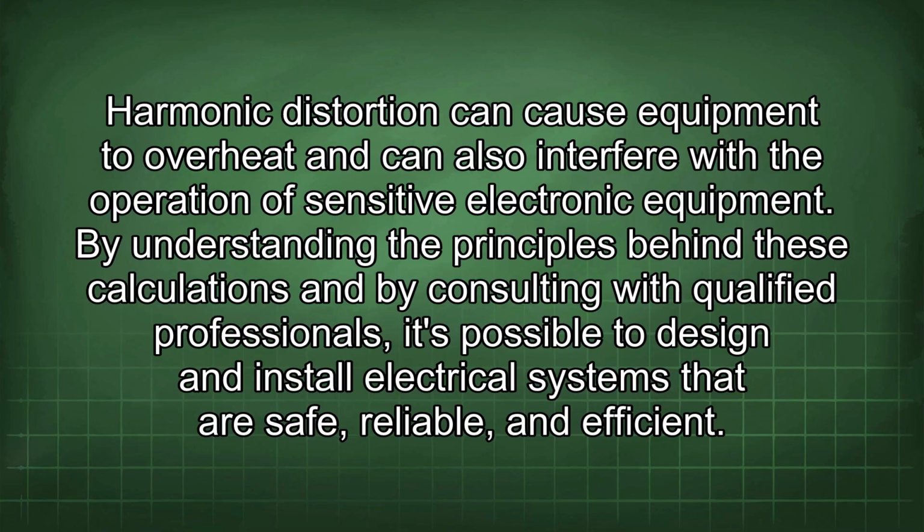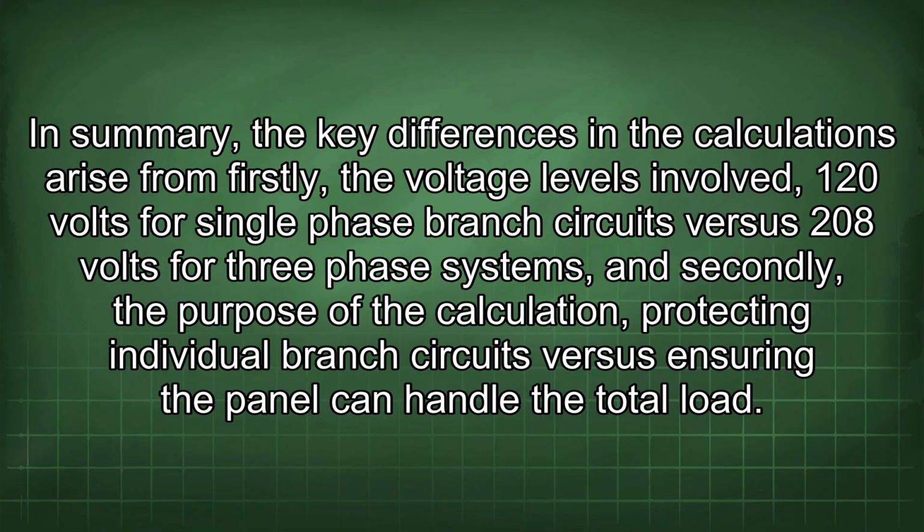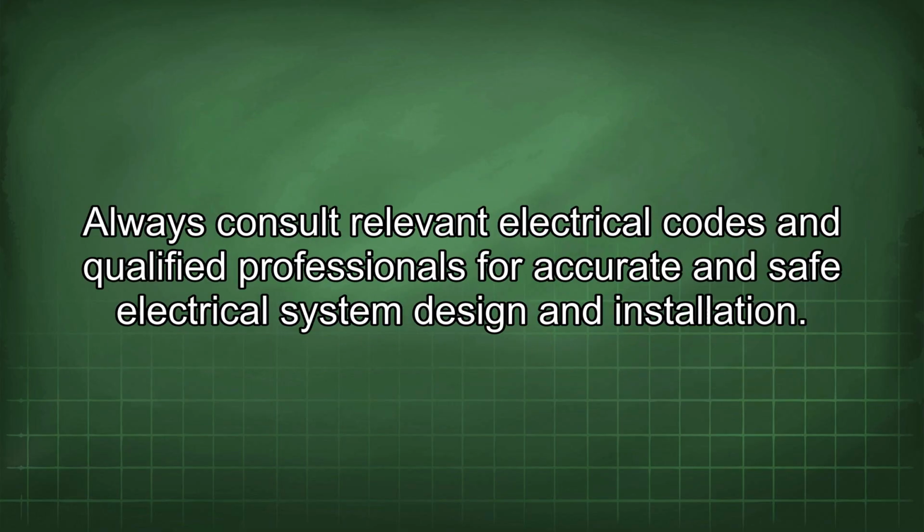By understanding the principles behind these calculations and by consulting with qualified professionals, it's possible to design and install electrical systems that are safe, reliable, and efficient. In summary, the key differences in the calculations arise from, firstly, the voltage levels involved, 120 volts for single-phase branch circuits versus 208 volts for three-phase systems, and secondly, the purpose of the calculation, protecting individual branch circuits versus ensuring the panel can handle the total load. Always consult relevant electrical codes and qualified professionals for accurate and safe electrical system design and installation.